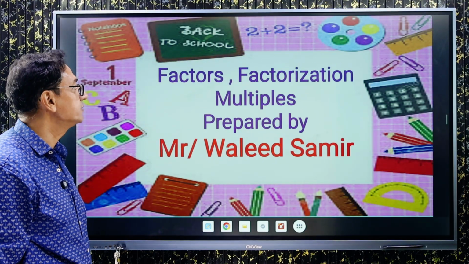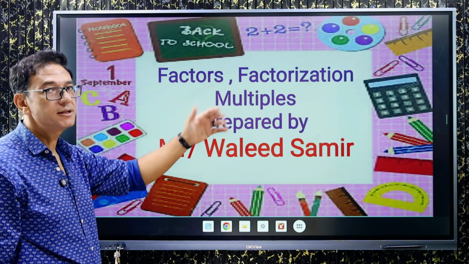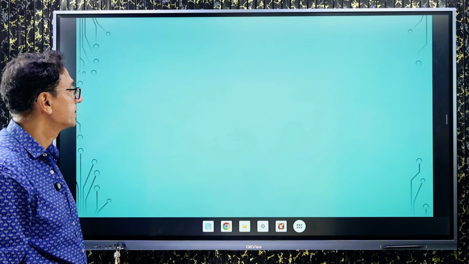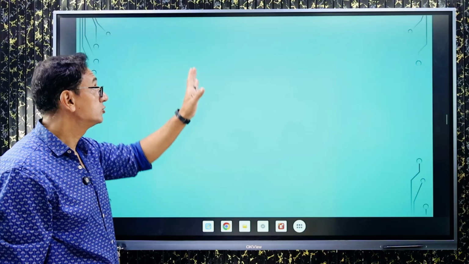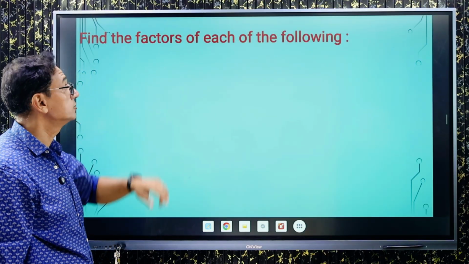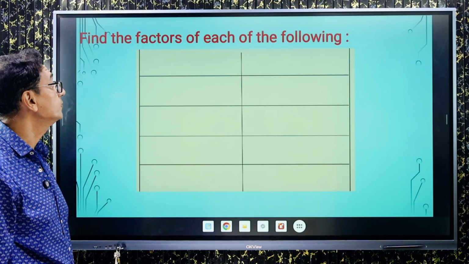Today we will make a revision about factors and factorization. Okay? Now we will talk about the factors. How to find the factors of numbers.